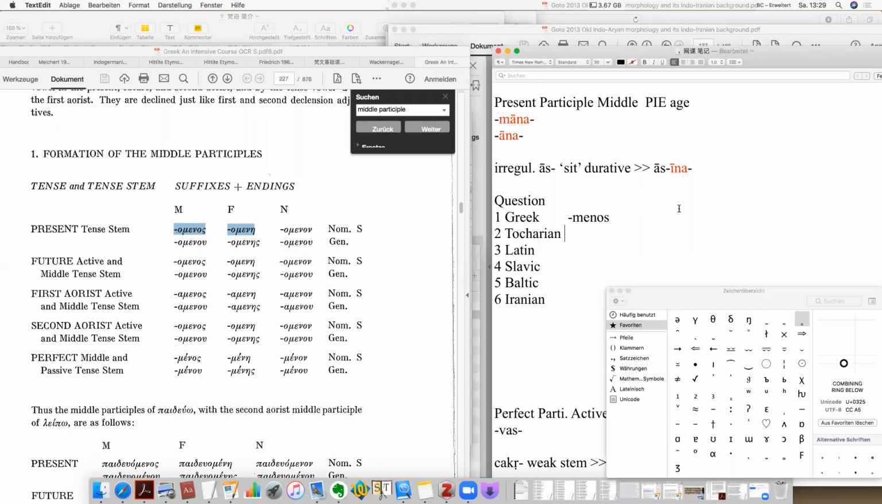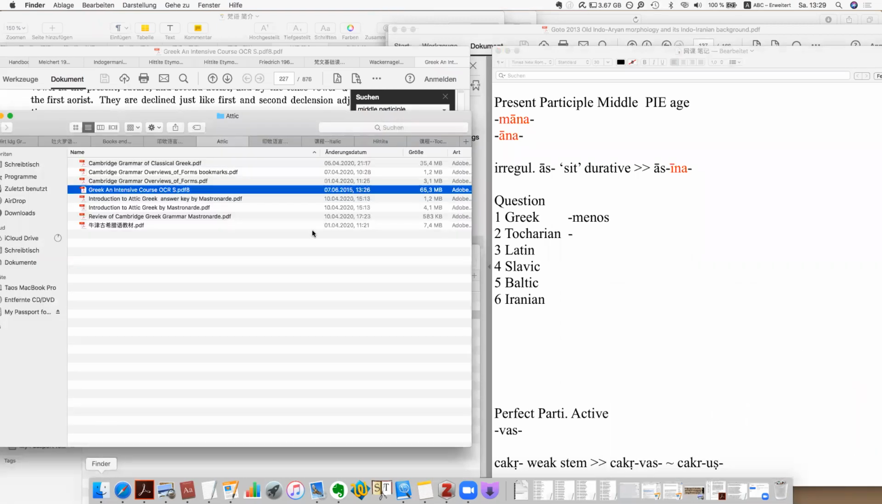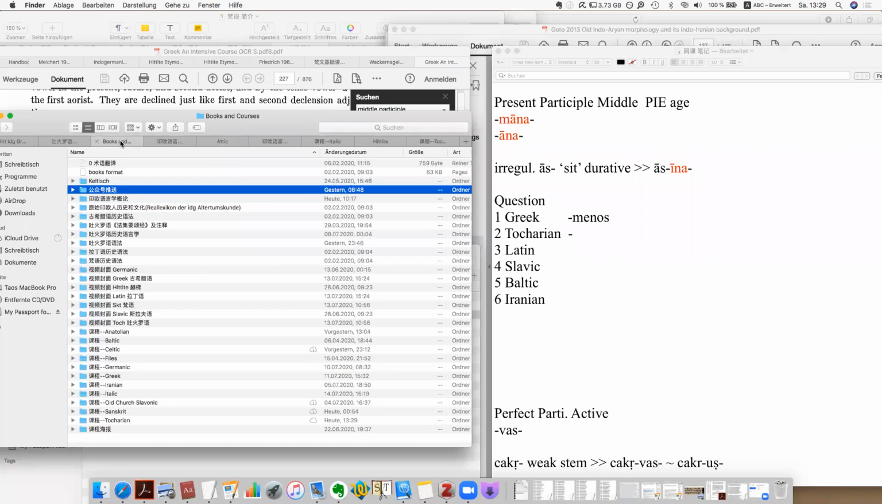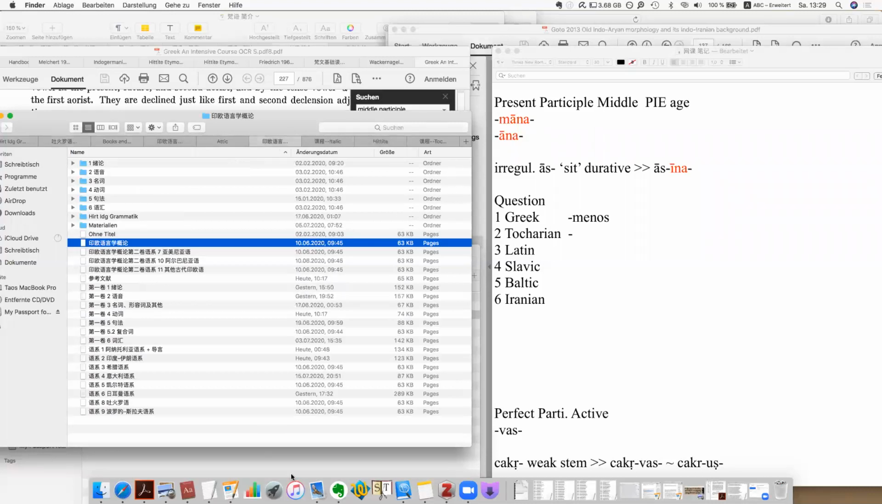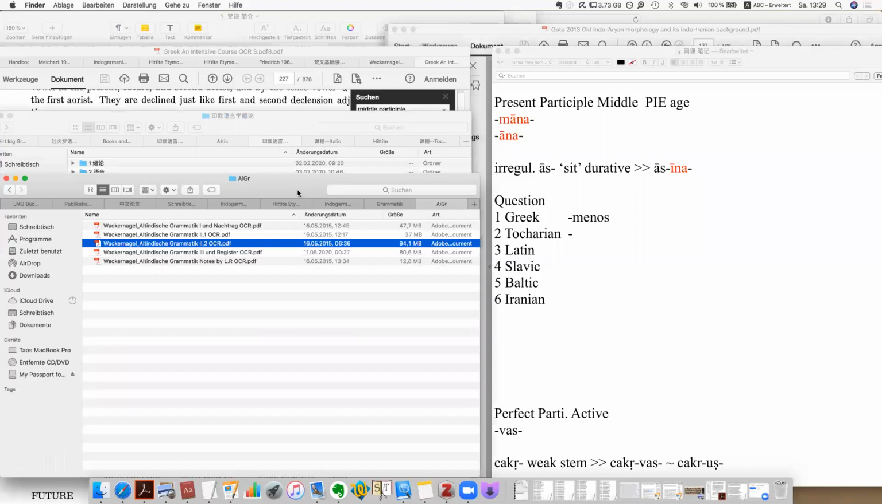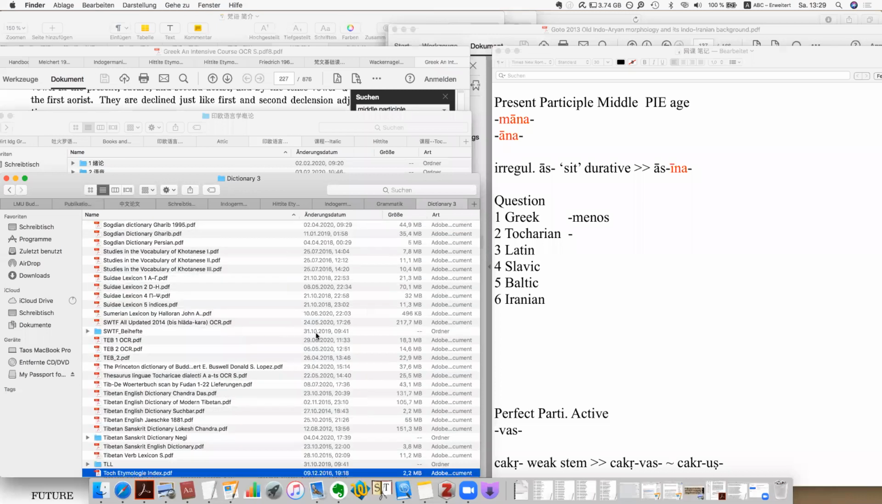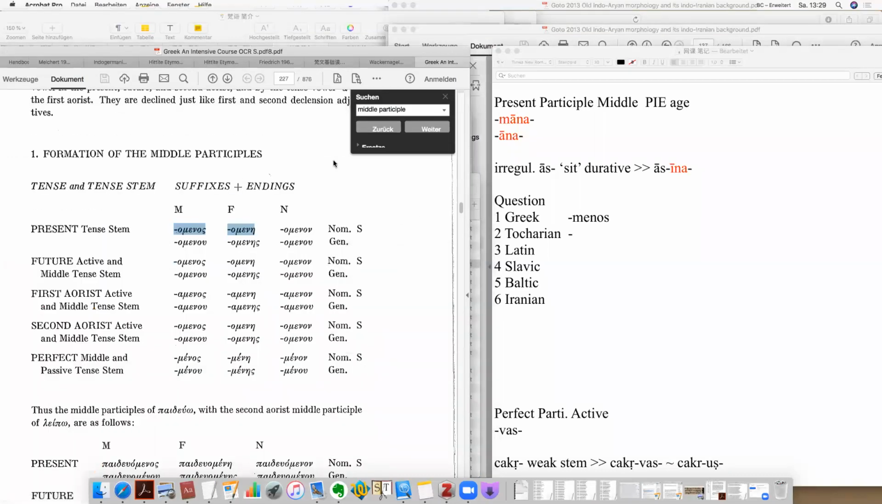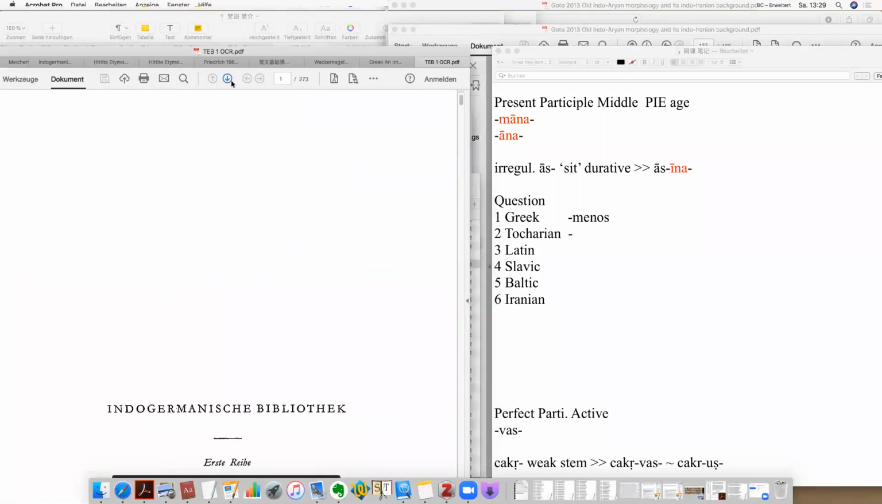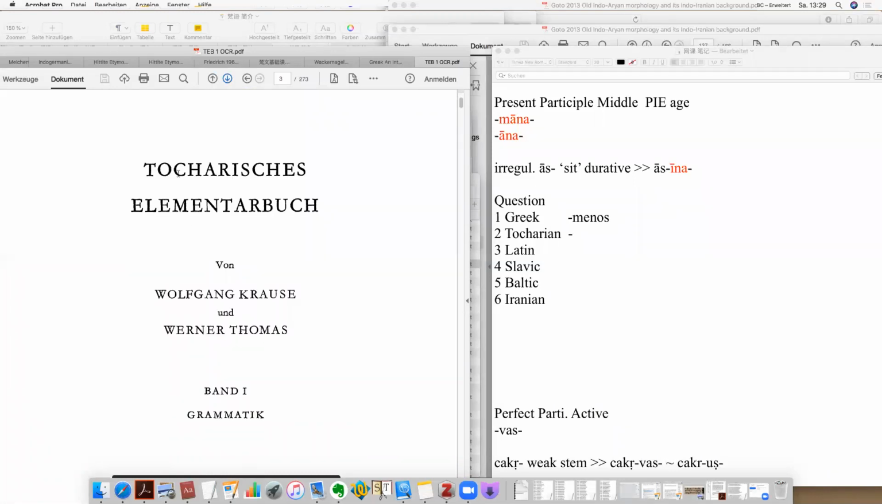Okay. And what about Tocharian? So for Tocharian, we can also check the Tocharian grammar. Wait a minute. So for the Tocharian grammar, we need to check this book, right? I think you all know that it is Tocharisch Elementarbuch, right?